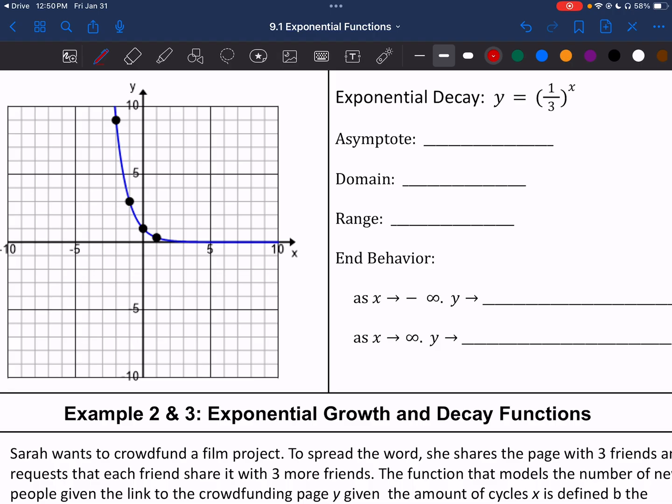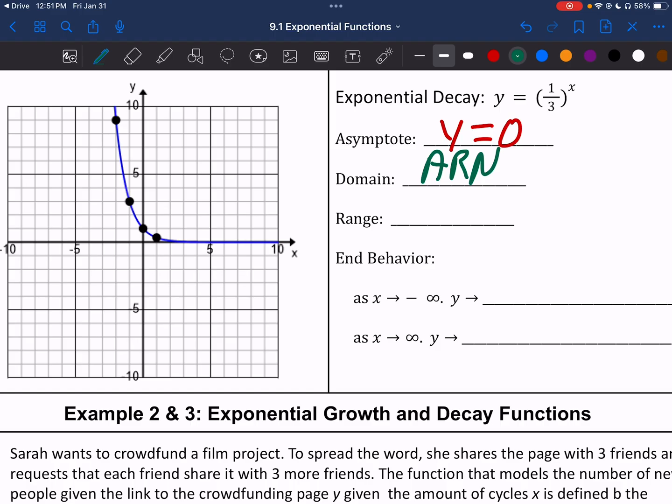All right, so we're going to take a look at this. The asymptote, what line am I approaching but never crossing? It's going to be y is equal to 0. So we have a horizontal asymptote here. As you look at more complex equations, you may have a vertical asymptote as well. But for right now, we're only dealing with a horizontal one. Our domain is all real numbers. Any number I can substitute into that for x and take 1/3 to that power, and we will see what happens. We can get very small or very large numbers depending on what we're putting in there.